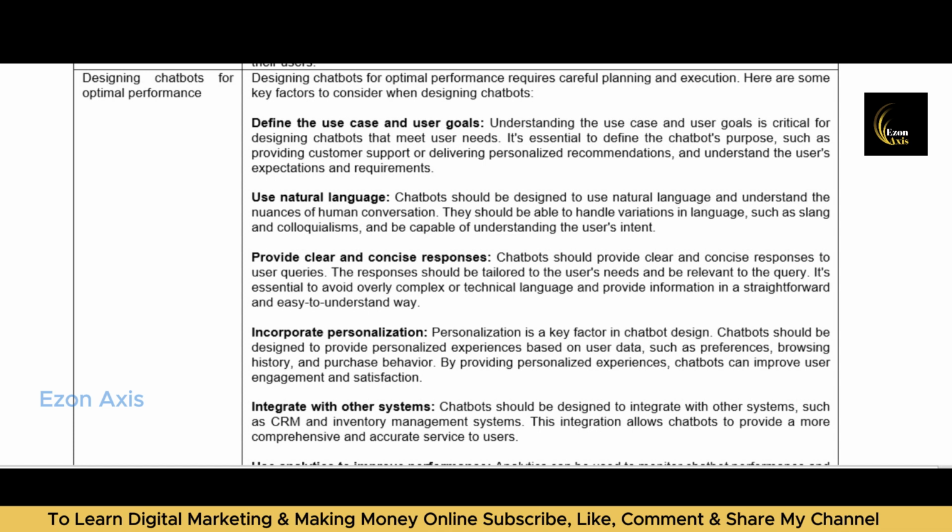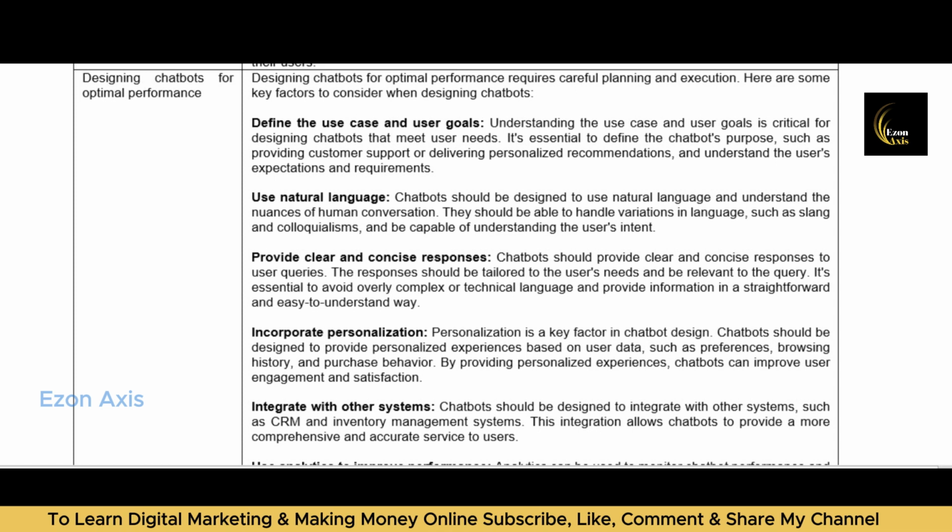Next, incorporate personalization. Personalization is a key factor in chatbot design. Chatbots should be designed to provide a personalized experience based on user data such as preferences, browsing history, and purchase behavior. By providing personalized experiences, chatbots can improve user engagement and satisfaction.